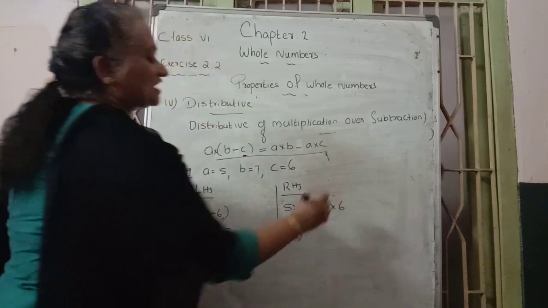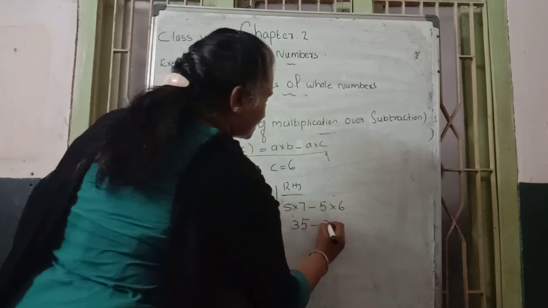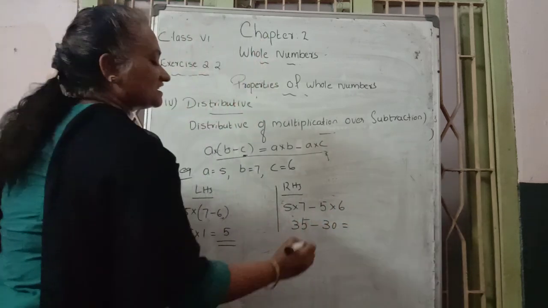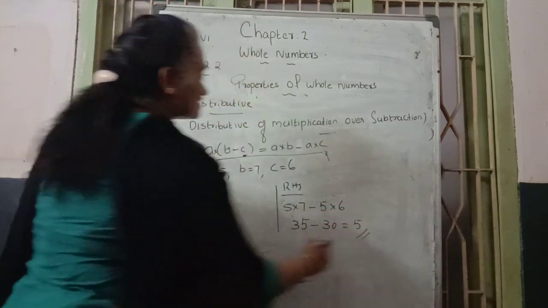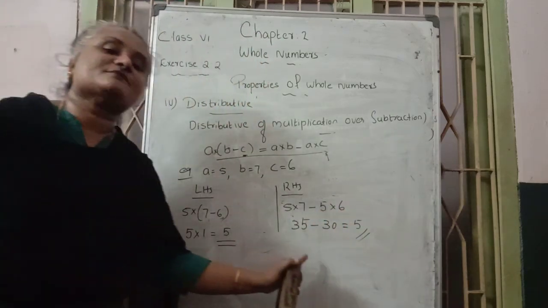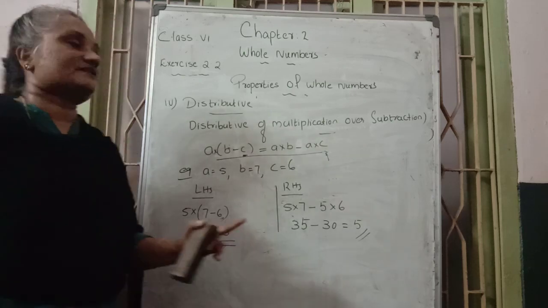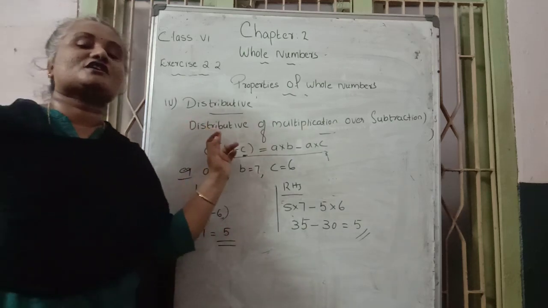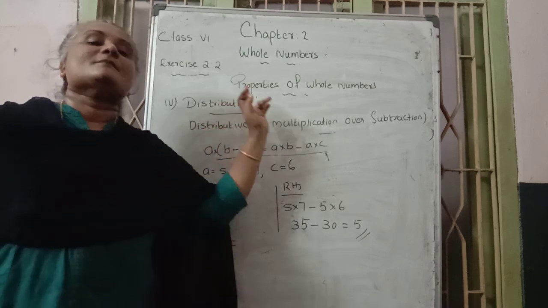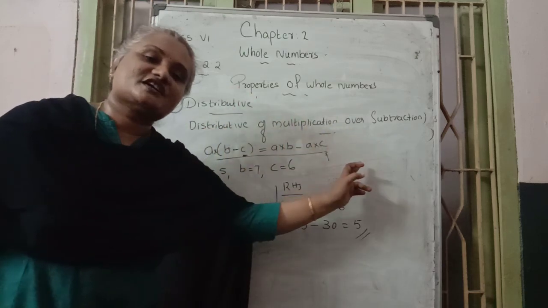35. Then 5 into 6 to become how much? 30. 35 minus 30 comes to be how much? 5. See, both left and right side answers become how much? Same. Only when LHS and RHS become the same, that's why we can say distributive property is satisfied under multiplication over subtraction case also.